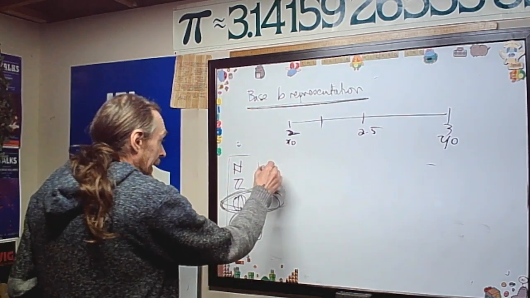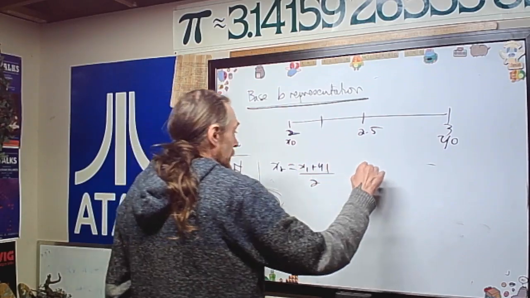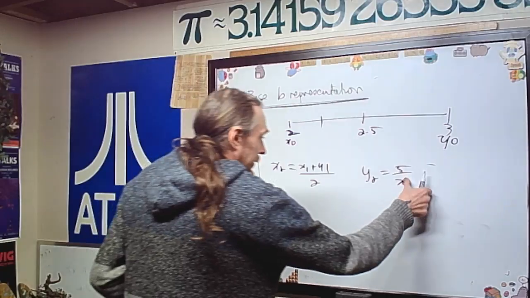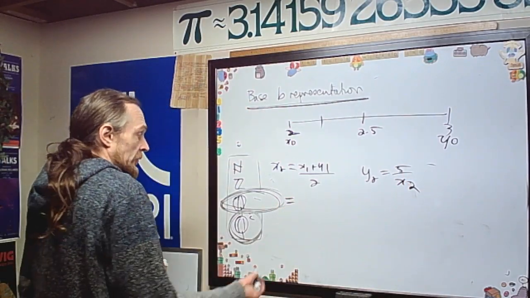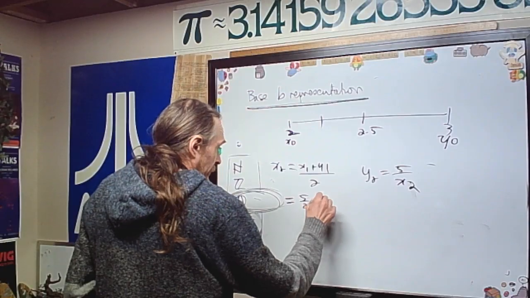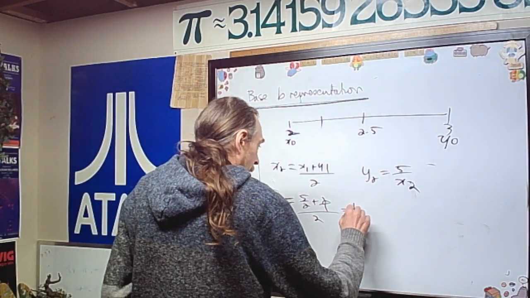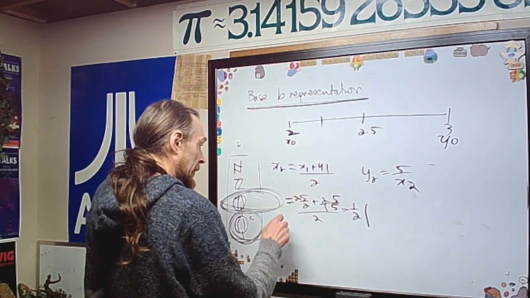And then I reiterate again. x2 is going to be x1 plus y1 over 2, and y2 is going to be 5 over x2, sorry. Once I have that, what is this? This was 5 over 2 plus 2 over 1 over 2, which is 1/2 times, what are we going to do?